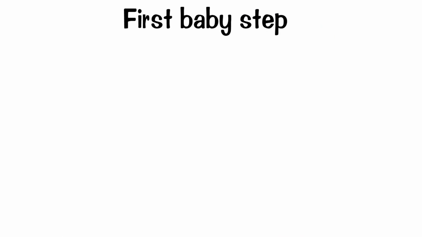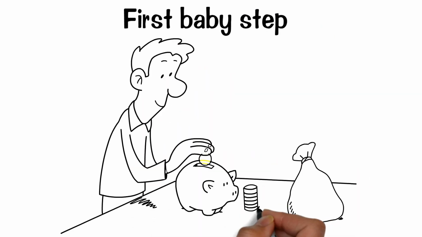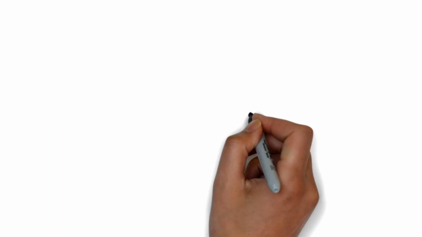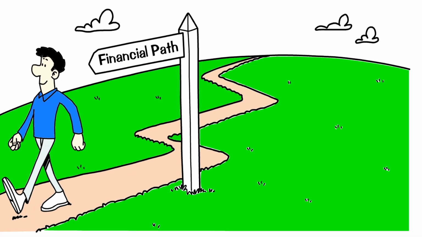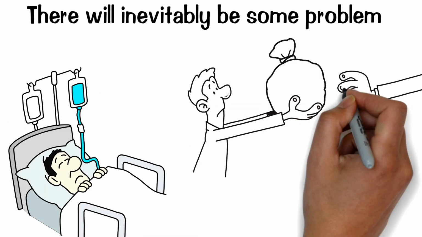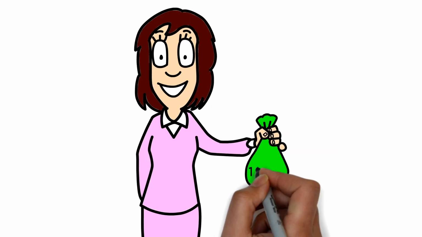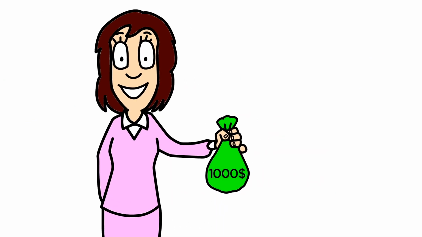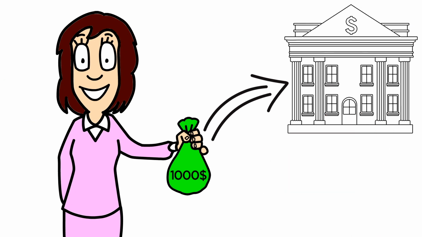Let's start with the first baby step, which is to save $1,000 for an emergency fund. Dave advises everyone to do this. While starting your financial path, there will inevitably be some problem, a medical emergency, a little payment or expense that you didn't anticipate. For this reason, Dave advises everyone to save $1,000 for an emergency fund. Put it in a separate account.